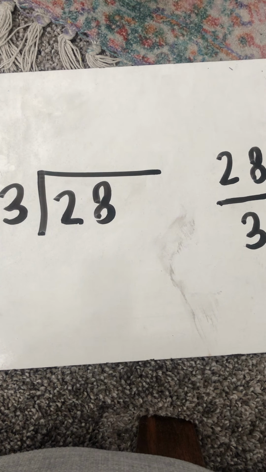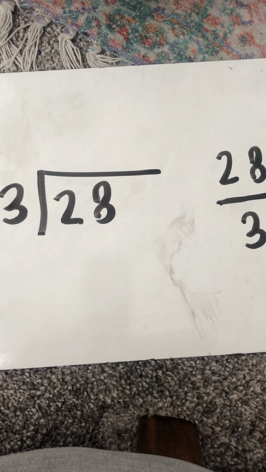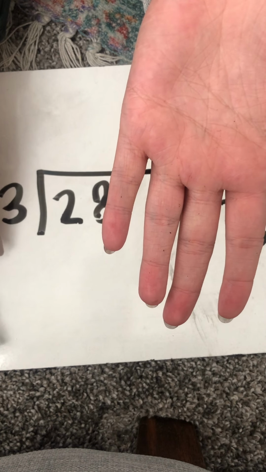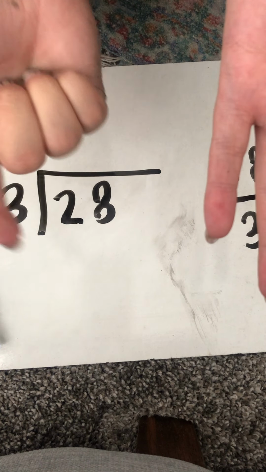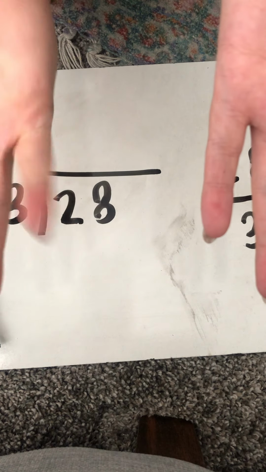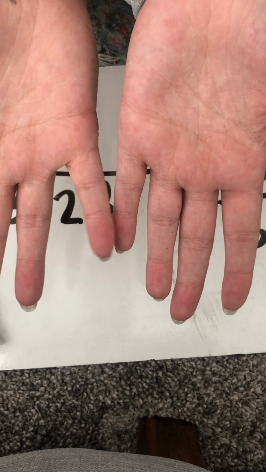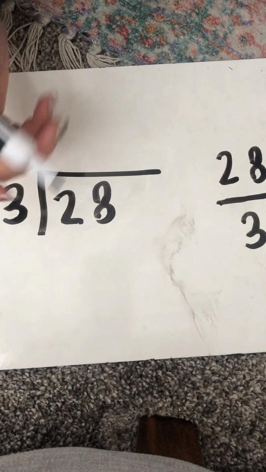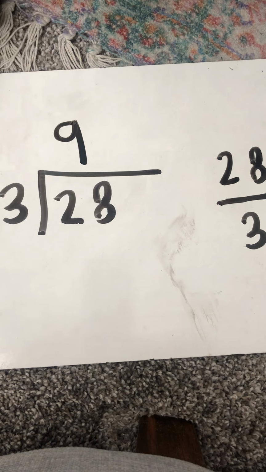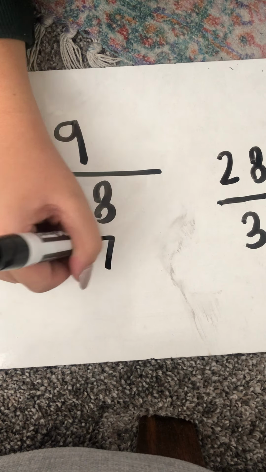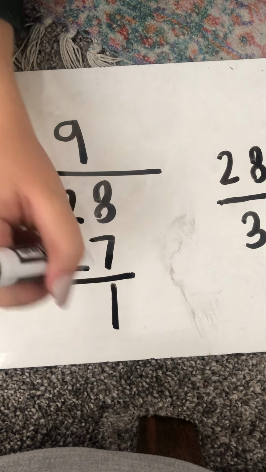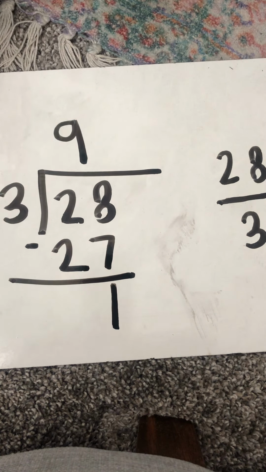Okay, if I'm not super sure, I can count on my fingers, or I can pull up my multiplication chart. 3, 6, 9, 12, 15, 18, 21, 24, 27, 30. That was really close, but I can't have that 9th one. I can only fit it in there 9 times. 9 times 3 gives me 27. 28 minus 27 is 1, and 2 minus 2 is 0, so I have a remainder of 1.